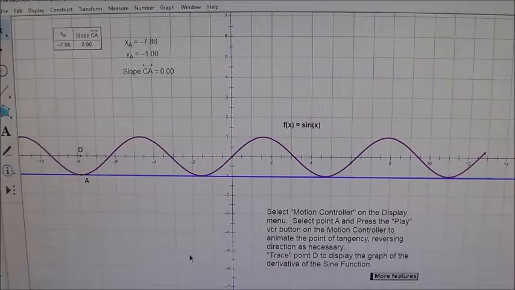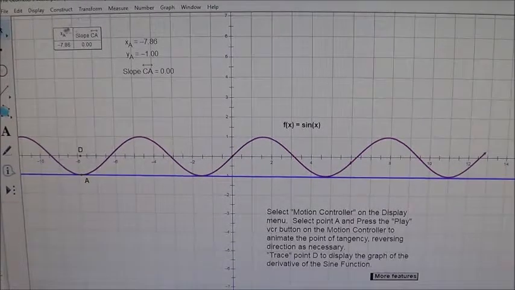Okay, so here I've got some software, and this is the sine curve that's drawn here. This blue line is the tangent to the curve at point A, right here. This value of d is the value of the slope of the tangent at that point. And up here we've got other values. This is the x value of point A. Here's the y value of point A. And this is the slope of the tangent.